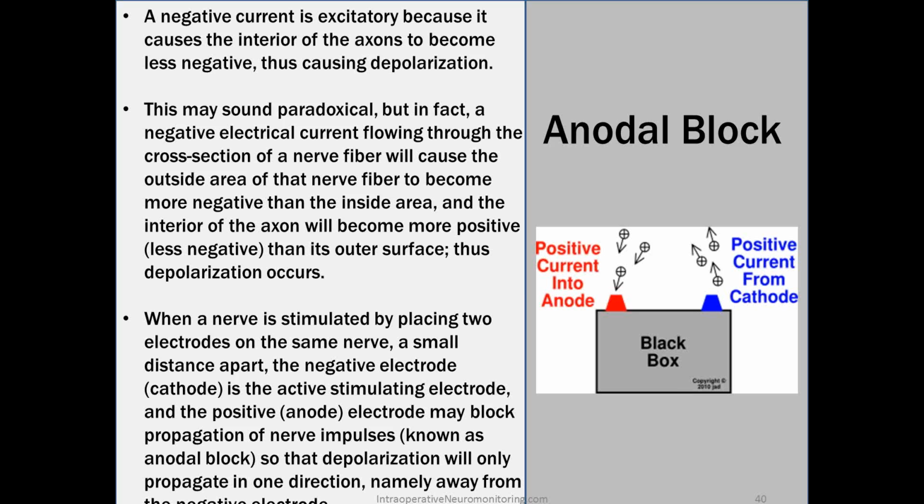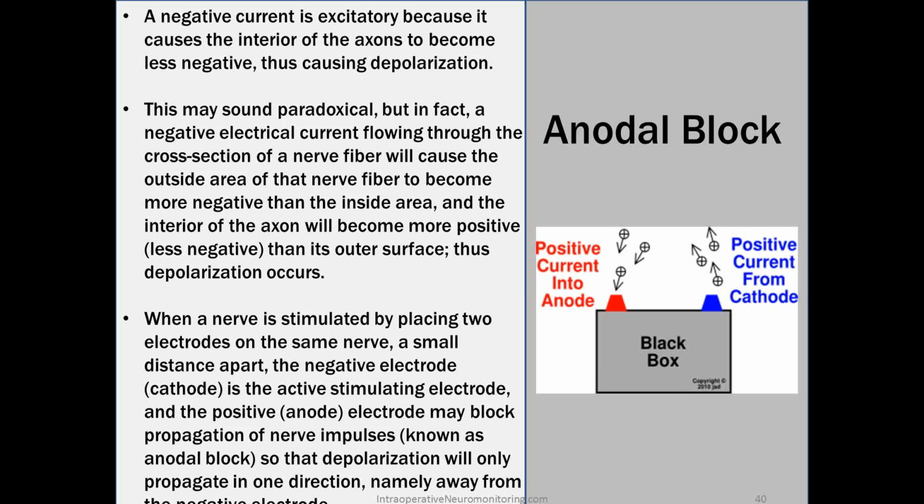When a nerve is stimulated by placing two electrodes on the same nerve a small distance apart, the negative electrode, or your cathode, is the active stimulating electrode, and the positive, or anode, electrode may block propagation of nerve impulses, and that's called anodal blocking. So depolarization will only propagate in one direction, namely away from the negative electrode.